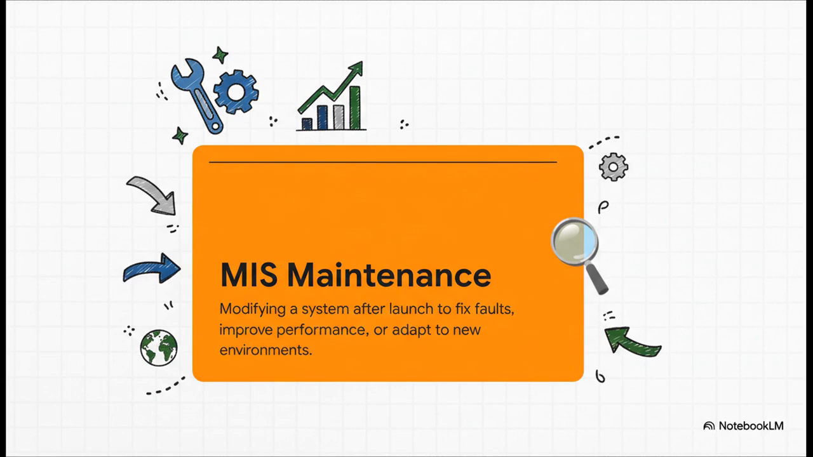So MIS maintenance is pretty much everything you do after the system goes live to keep it in peak condition. It's all about changing the system to fix bugs, make it run better, or help it keep up with new changes in the business world.